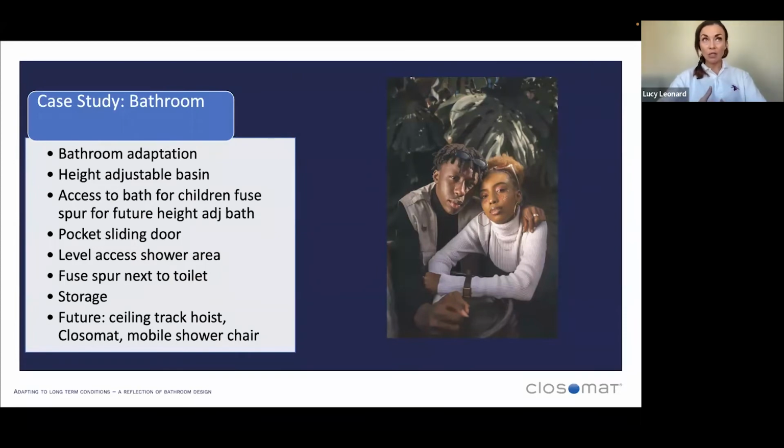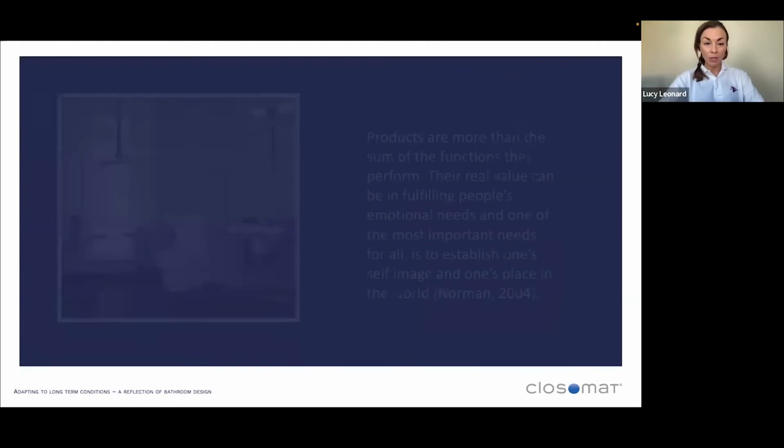Because of the deterioration in her upper limbs, it was likely that she was going to need a Closomat toilet in the future. Plenty of storage in the bathroom for the kids' things and for her smellies and etc. And thinking about the future, again, the ceiling, making sure it was suitable for a ceiling track hoist, the fuse spare for the Closomat, and any potential turning space for a mobile shower chair.